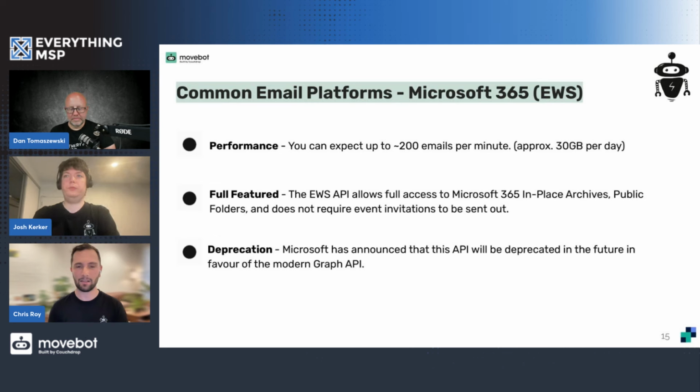The EWS API is fully featured, so it allows access to all of the Microsoft specialties, we'll call them: the in-place archives, your public folders, and it also ensures that you do not need to send out 20 years worth of email calendar invites. So when you're doing especially tenant-to-tenant migrations, or anything really Microsoft centric, the EWS connector is going to be your friend.